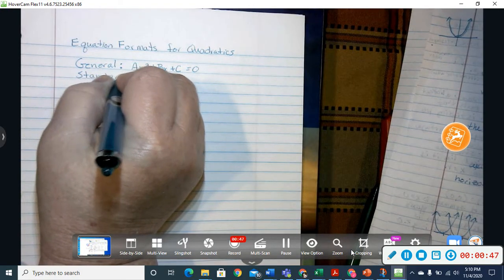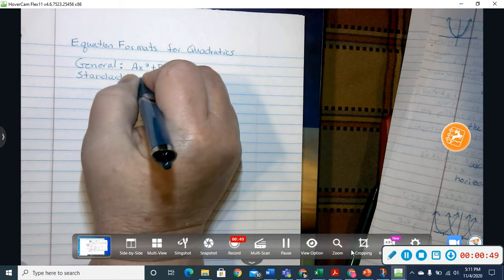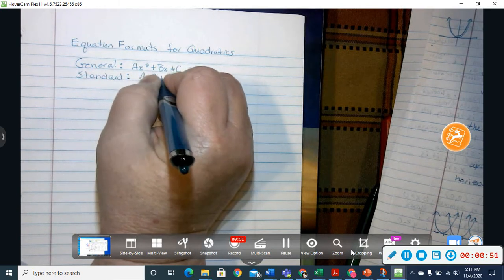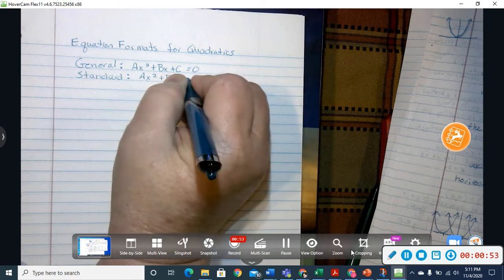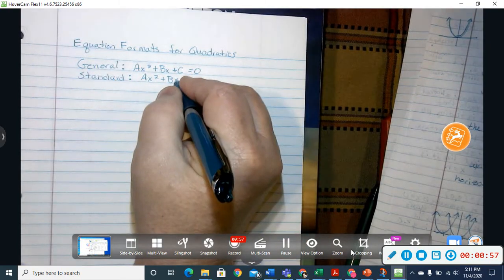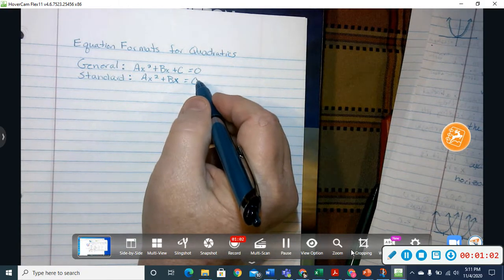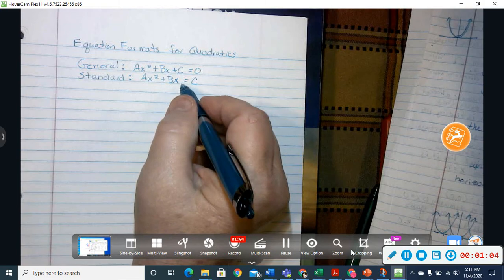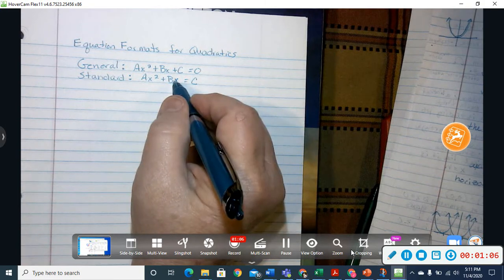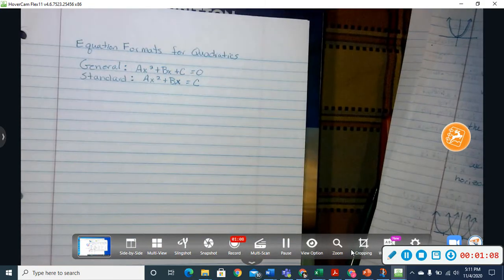Standard form means we have ax squared plus bx equals c. And of course, it's easy to move from standard form to general form. All we would have to do is subtract the c value over to get it set equal to 0.